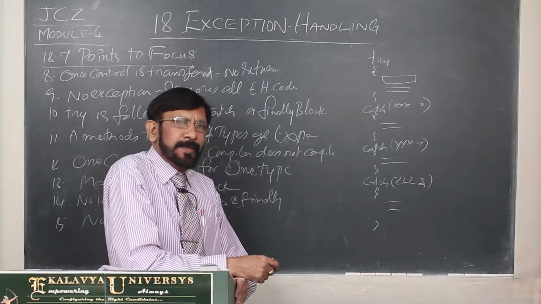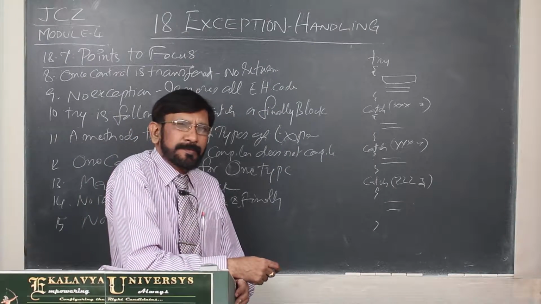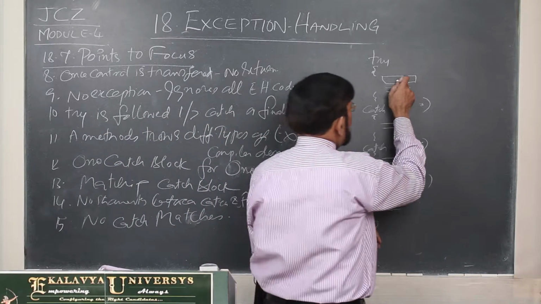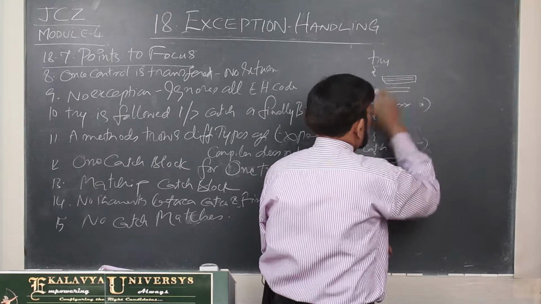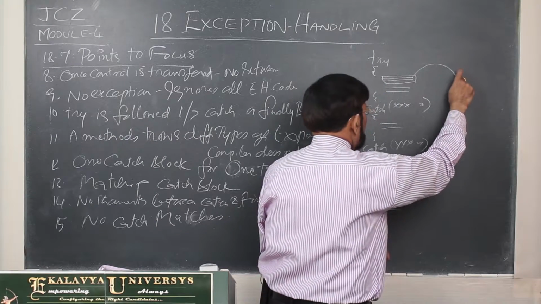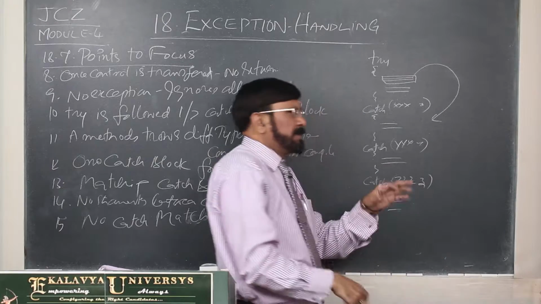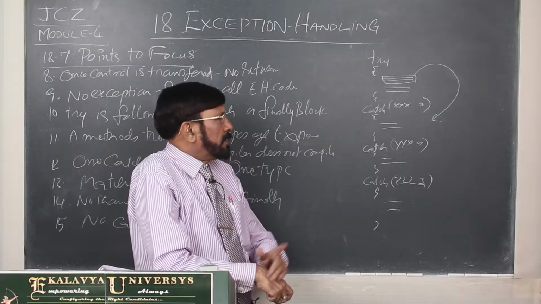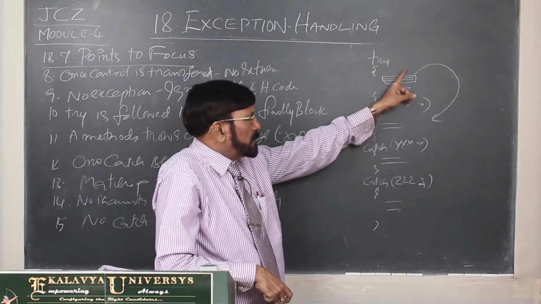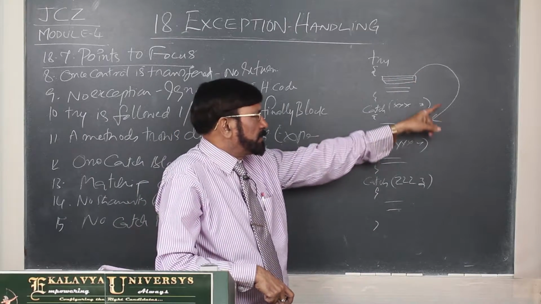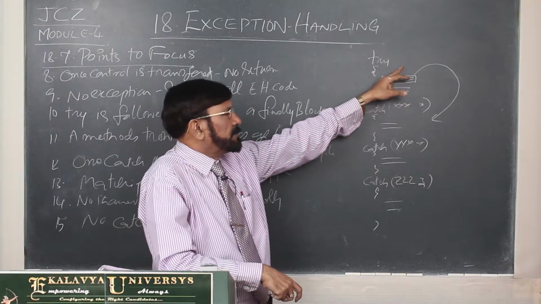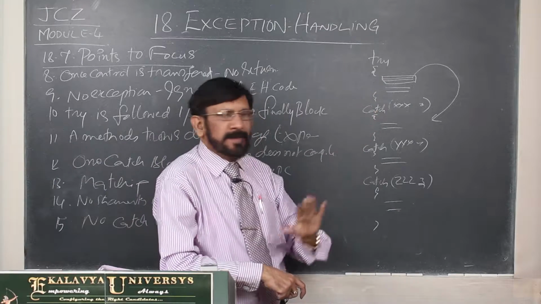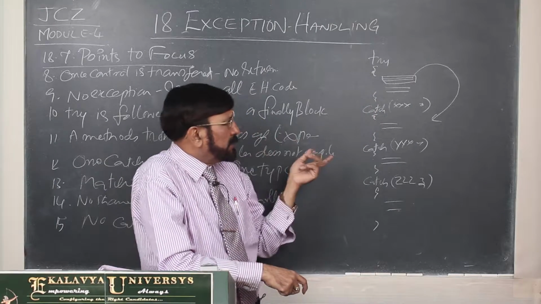Eighth point. If an exception is generated and thrown from a try block, then the control is received by the following catch block. And once the control is transferred from try block to catch block, it does not come back in any case.